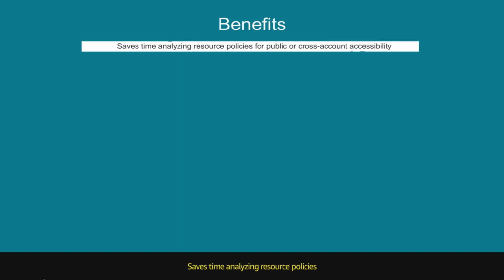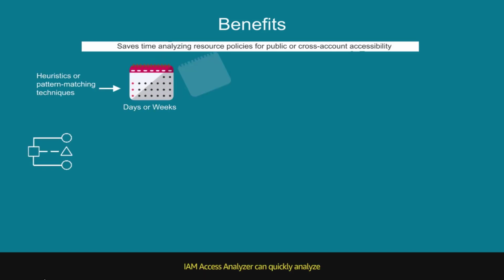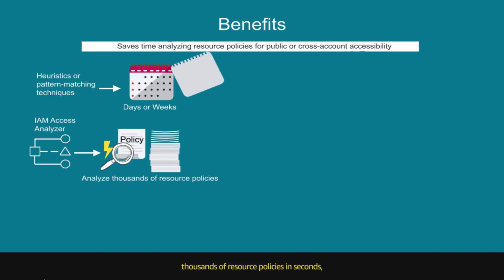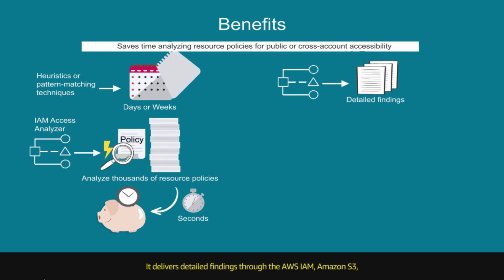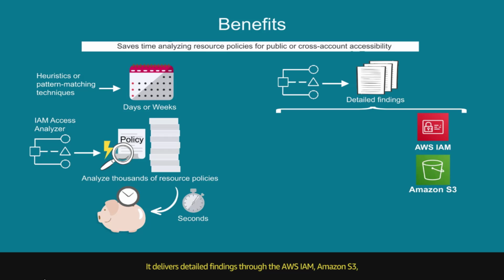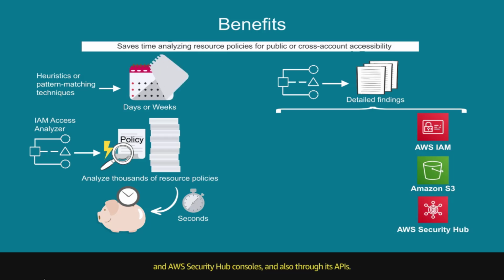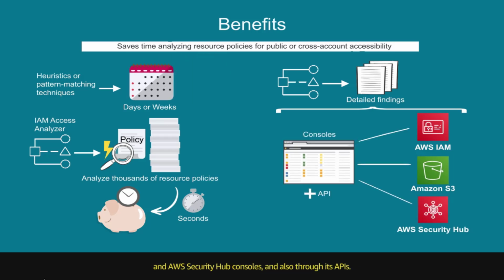Saves time analyzing resource policies for public or cross-account accessibility. Compared to heuristics or pattern matching techniques that could take days or weeks, IAM Access Analyzer can quickly analyze thousands of resource policies in seconds, thus saving time. It delivers detailed findings through the AWS IAM, Amazon S3, and AWS Security Hub consoles, and also through its APIs.